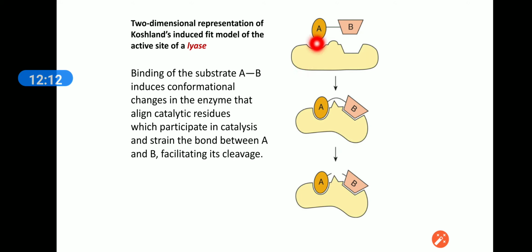Suppose A and B are products, and AB is the substrate. The enzyme is a lyase in this example. So what happens is that when the substrate AB interacts with the enzyme, it molds and breaks the AB into A and B, changing the substrate into the products A and B.